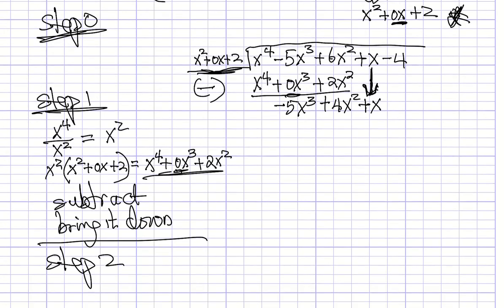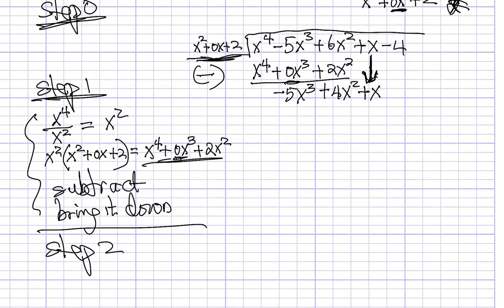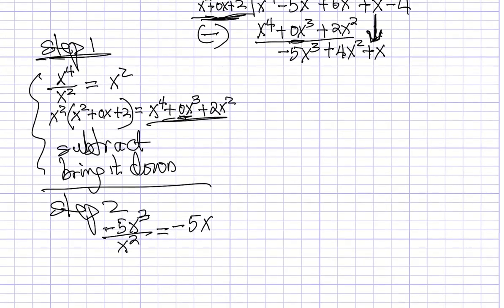So you brought that down. Step 2, you're going to repeat this process. That's all. You're going to repeat that process again. So look at it. What are we doing? We're doing negative 5x cubed divided by x squared. What do you get? You get negative 5x. You see that, right? That's why it's good to know how to manipulate the exponents. It helps you a lot. Once you get that, then you multiply.